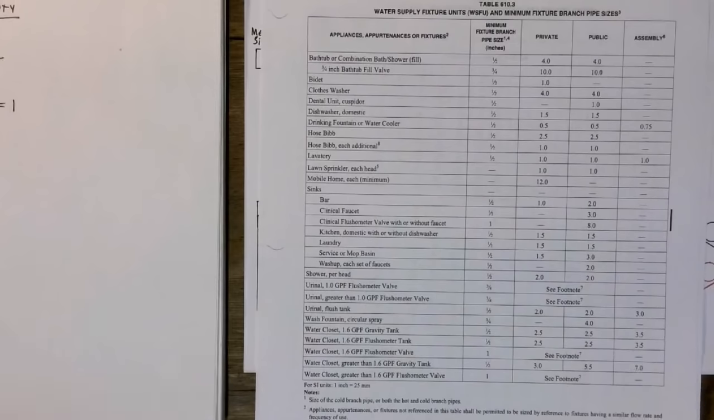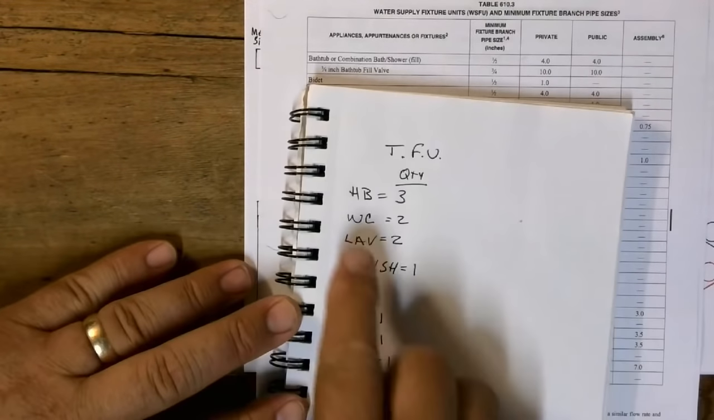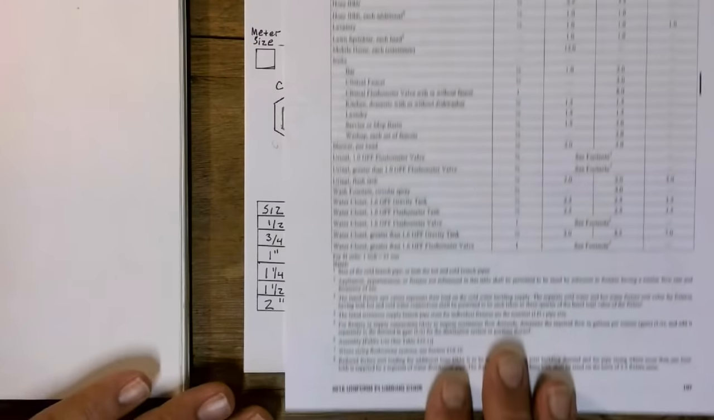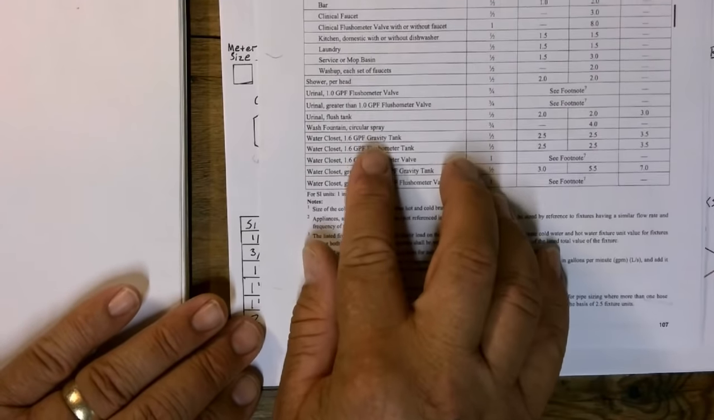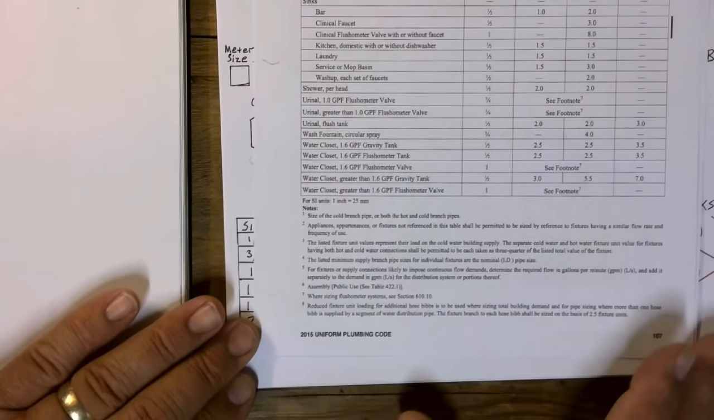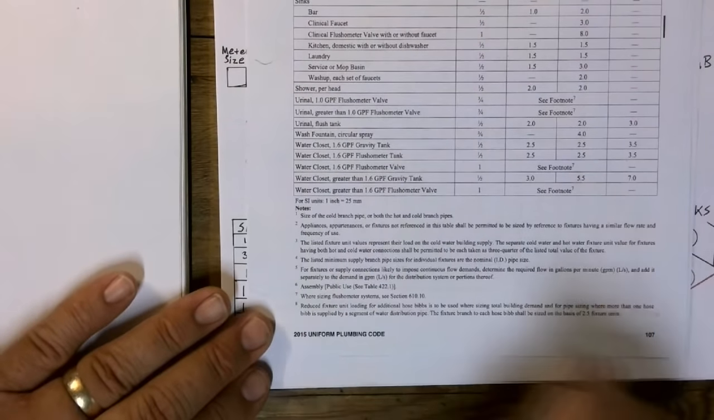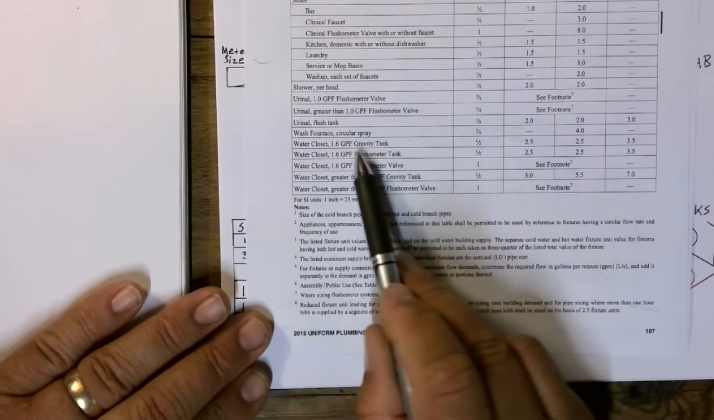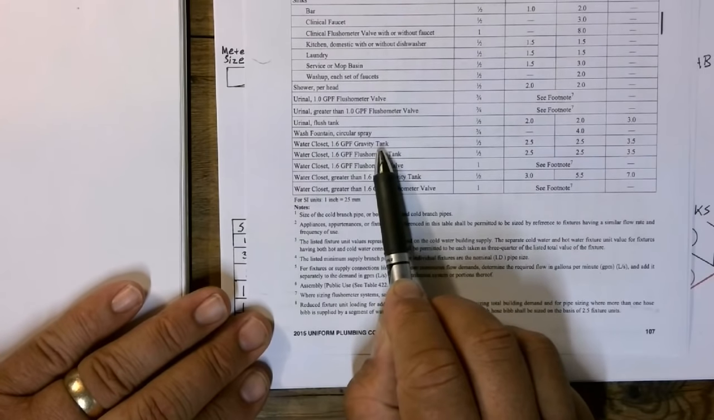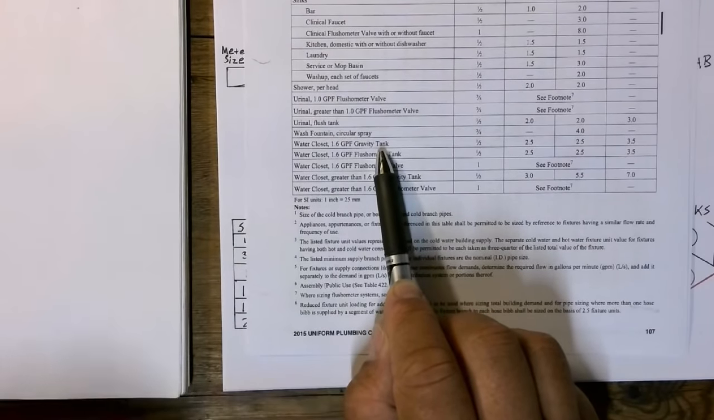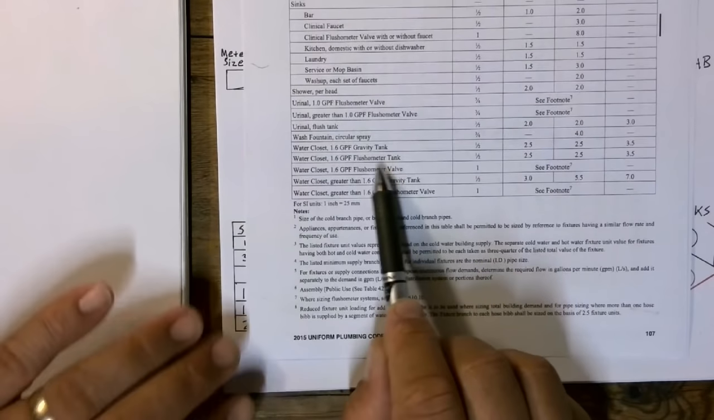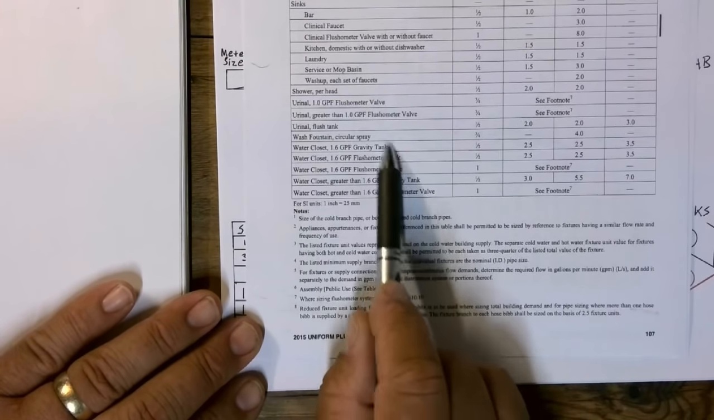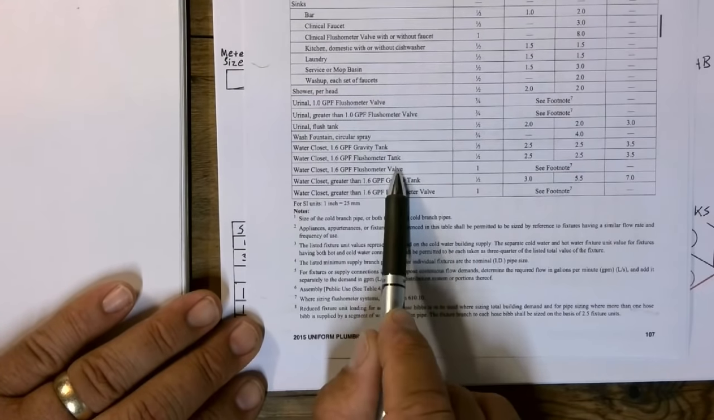Water closets. We're going to talk about water closets. Water closets are down here at the bottom, right here. I have several different water closets here. This is a 1.6 gallon per flush gravity tank. That is pretty much standard. That's what we have in every house, unless you want to go fancy. Then you have the flushometer tank, but again, it's a tank. Then you have the flushometer valve.